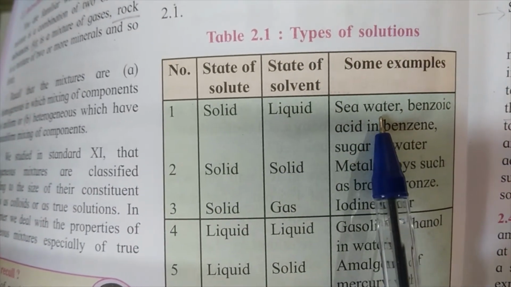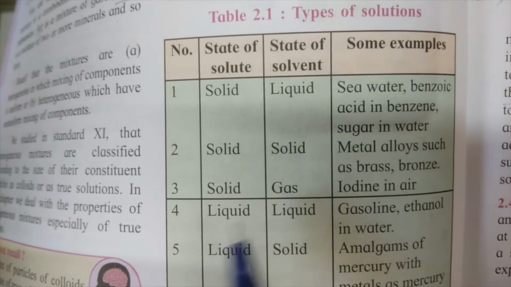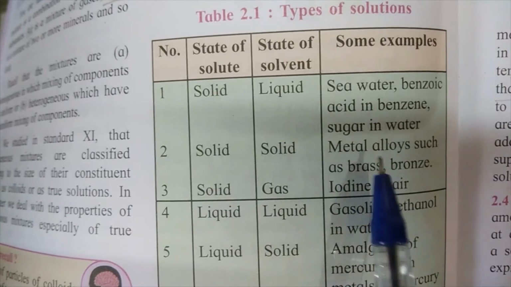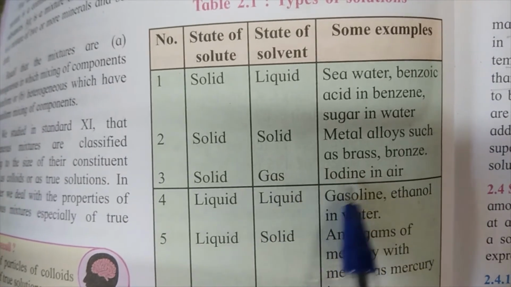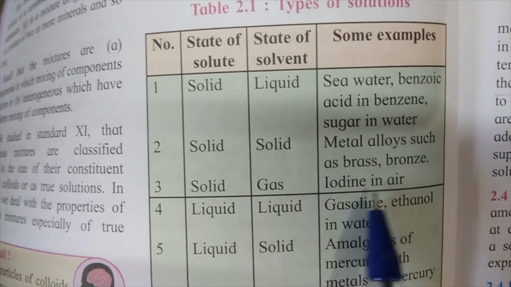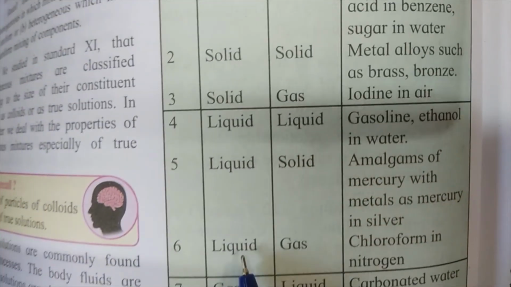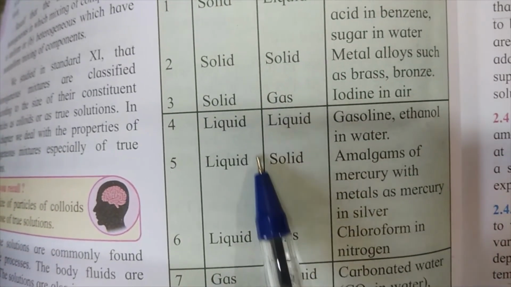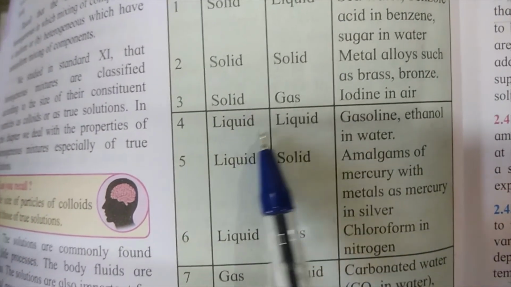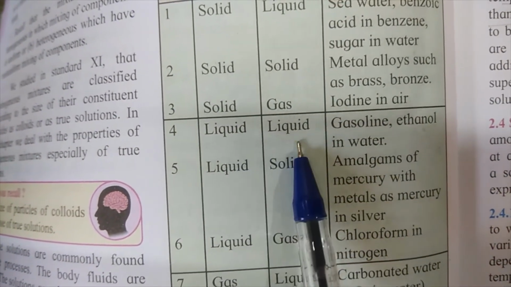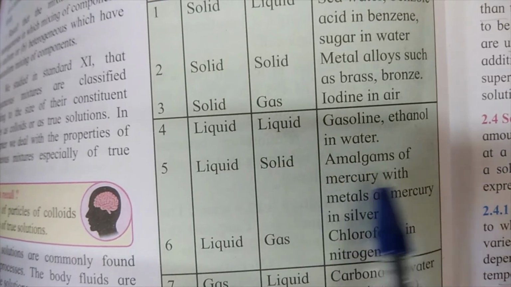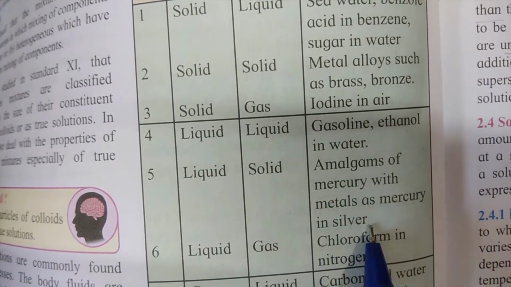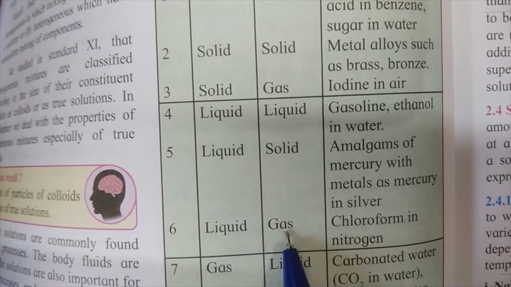The example is seawater, where the salt is dissolved in water. The next type of solution is solid in solid, metal alloys such as brass, bronze. Solid in gas, the example is iodine in air. The next is when the solute is taken as a liquid, in three types: liquid solute in liquid solvent, gasoline, ethanol in water. Liquid in solid, amalgam of mercury with metal, such as mercury in silver. Liquid solute in gas solvent, chloroform in nitrogen.